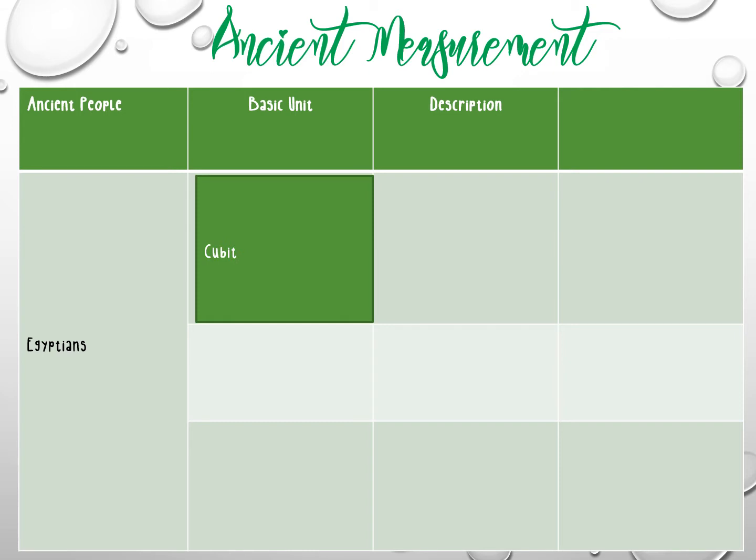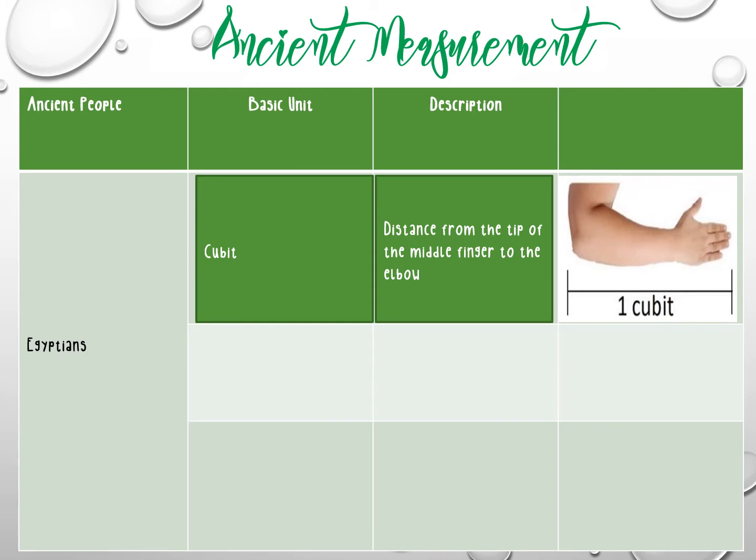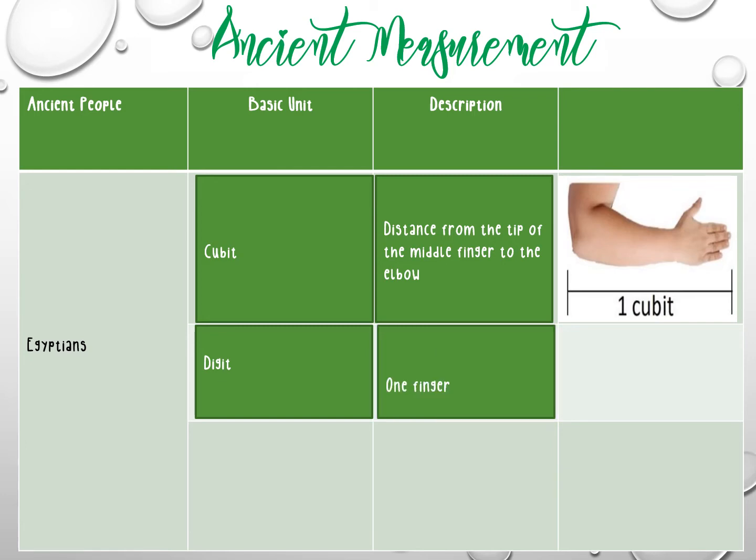So, first is the cubit. When we say cubit, this is the distance from the tip of the middle finger to the elbow. And next one is the digit. When we say digit, it is considered as one finger. When we say one finger, it is the distance of the width of a finger. Adjacent fingers, each one is called one digit. Each finger, one digit. Another finger, one digit.